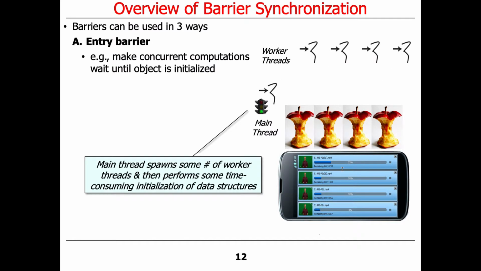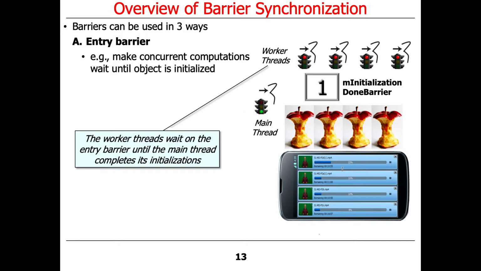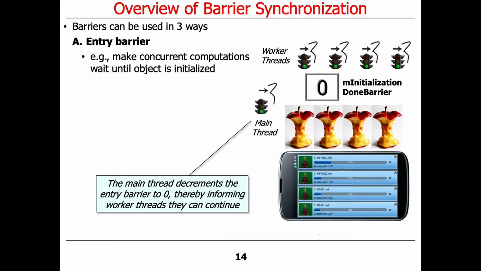For example, you can see here that the main thread spawns some number of worker threads, perhaps as many as there are cores, and then the main thread performs some time-consuming initialization of data structures. So it wants the worker threads to wait till it's done with that initialization process. To ensure this happens, the worker threads wait on an entry barrier, which in this case is called the initialization done barrier, until the main thread completes its initializations. Once the main thread decrements the entry barrier to 0, the various worker threads can then continue.